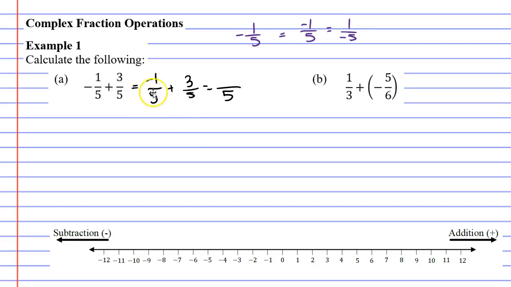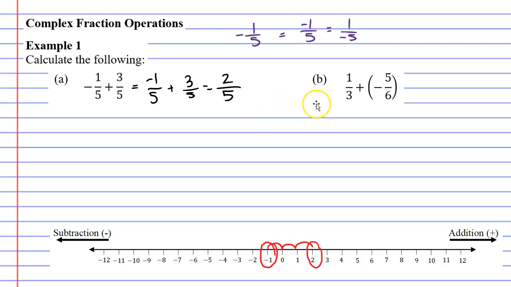And now we're going to go -1 plus 3. And we're going to do it on the number line below. We start on -1, and to add 3, we move 3 places to the right, landing on 2 or +2, meaning our solution is 2/5.